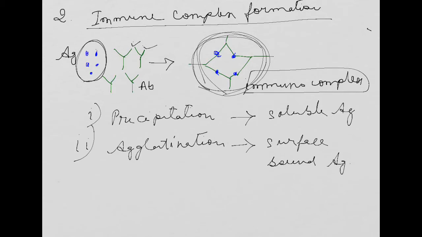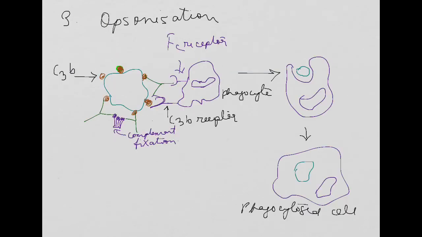Actually, we will discuss precipitation and agglutination in vitro reaction more clearly. In opsonization, what happens? Phagocytic cells use a complement system for phagocytosis, to enhance the phagocytosis mechanism. There are various proteins in the complement system like C1, C2, C3, C4, and many more.